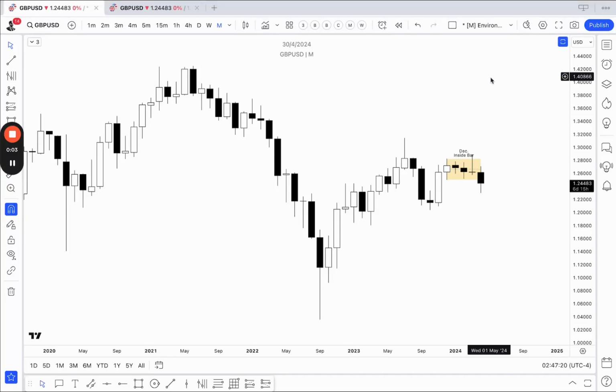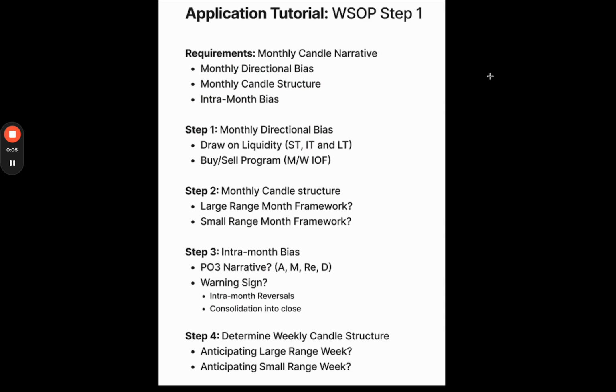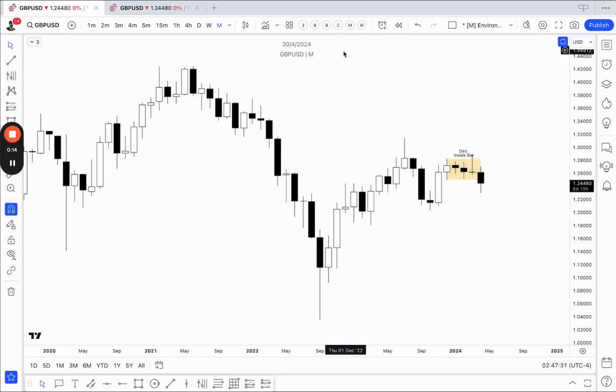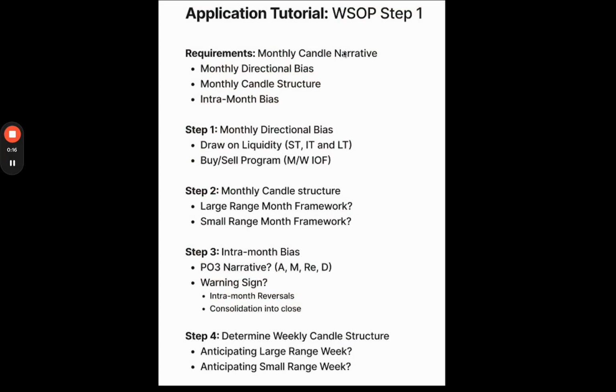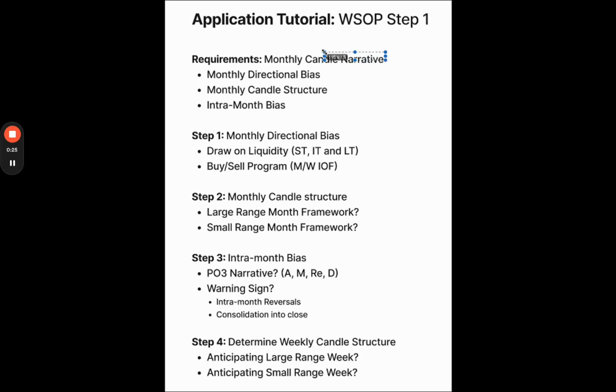Hello, this is Oliver, and in this video we're going to talk about the application tutorial of the weekly standard of procedures, step 1. Okay, so this is weekly candle structure, and to follow this step easily, we just need the monthly candle narrative from the monthly routine. That should give us directional bias, monthly candle structure, and intra-month bias.